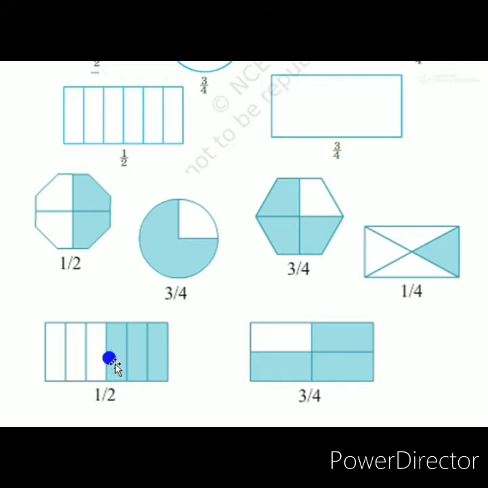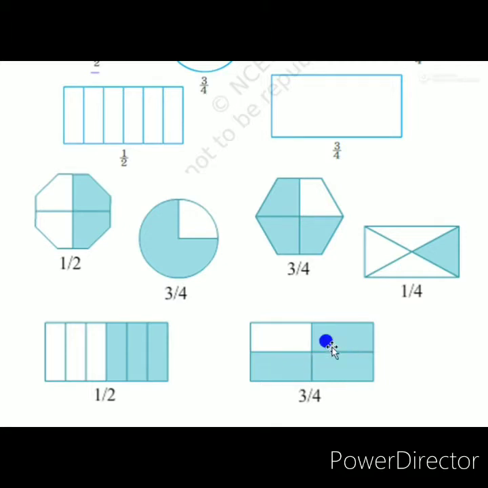The next one is 3/4 of this rectangle. First of all, we have to divide that rectangle into 4 equal parts. Out of that, 3 parts we have to give color, and 1 by 4th part will be uncolored. These are the 3/4 part of this rectangle.